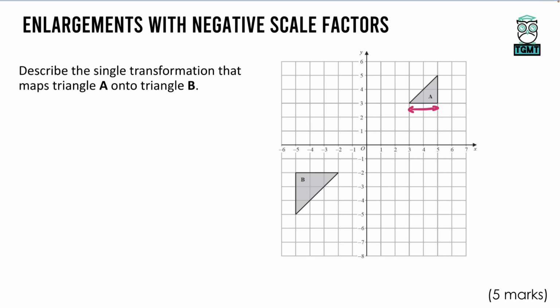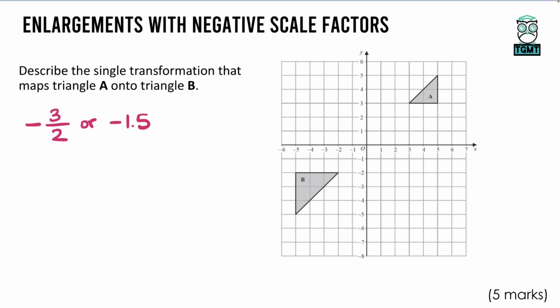So here the length is 2, and down here the length is 3. To find the scale factor, we could write that as a fraction, 3 divided by 2, or type that into your calculator or convert it into a decimal. So our scale factor is 3 over 2, but it's a negative scale factor, so it's minus 3 over 2, or minus 1.5.